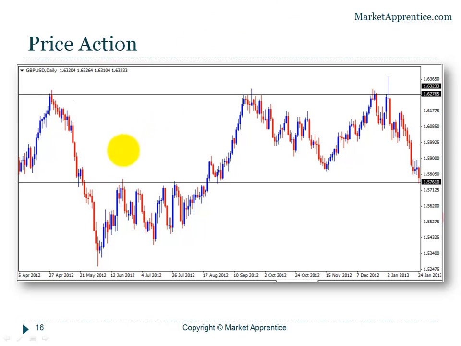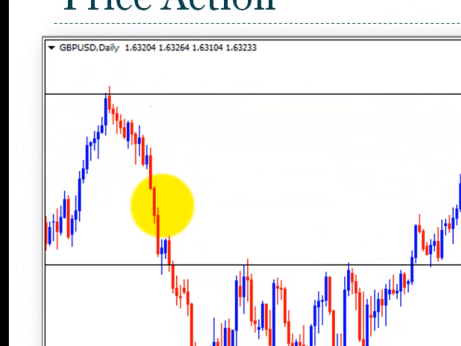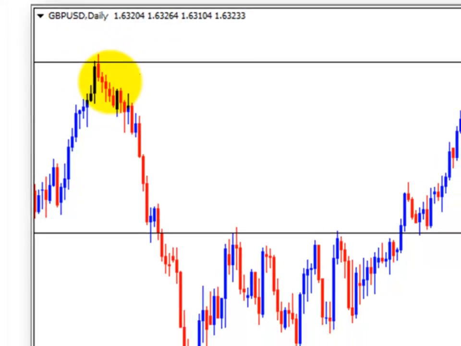Next, we have the cable on the daily chart. Right, as always, this high here has formed the basis of a horizontal level. As you can see, as price went downwards, all these small body bars were insignificant compared to what was significant on the horizontal level.